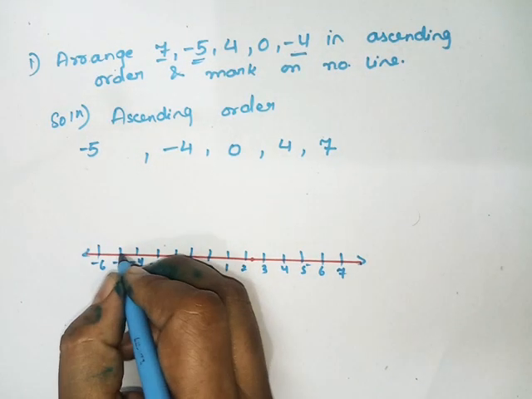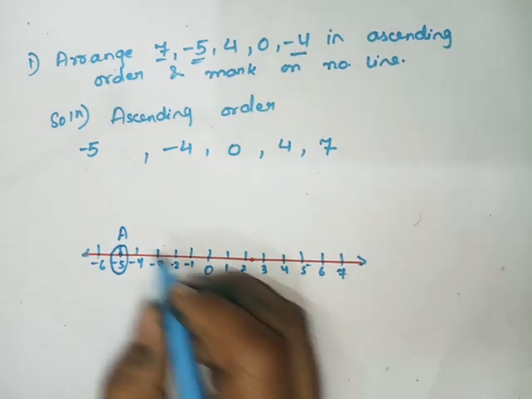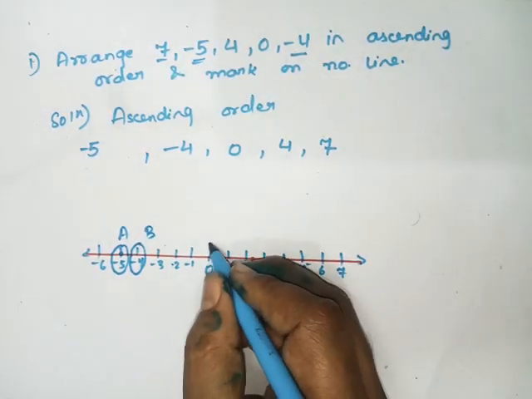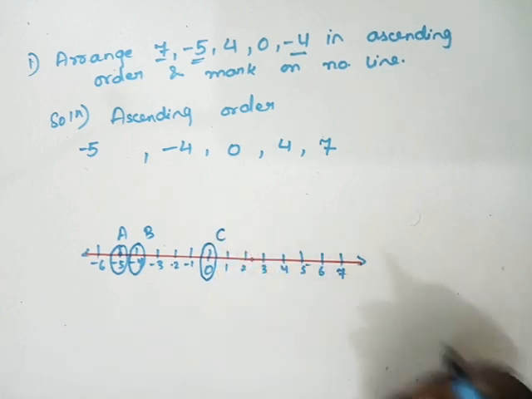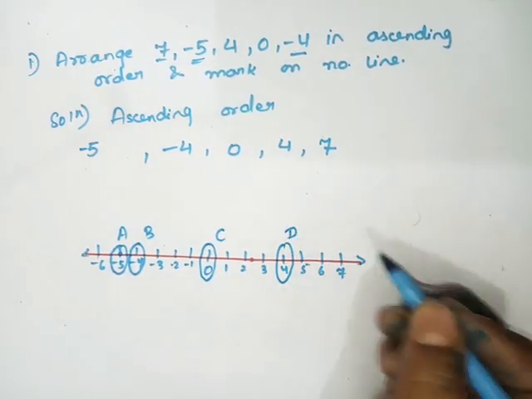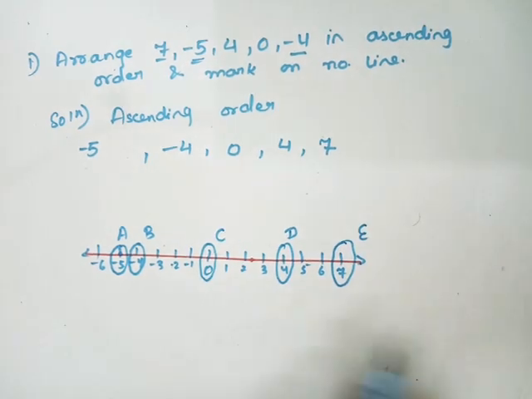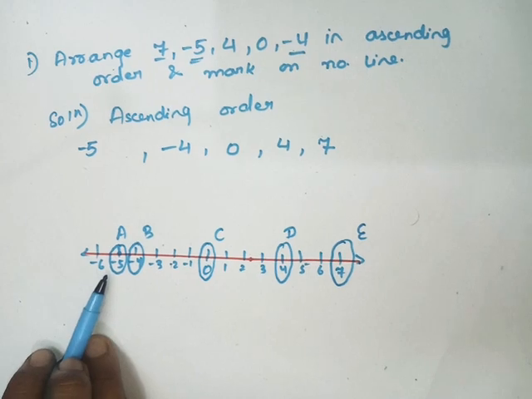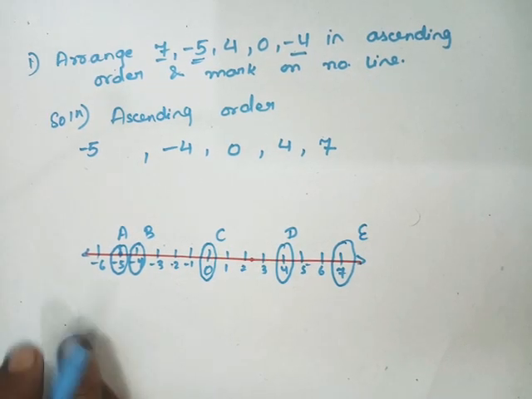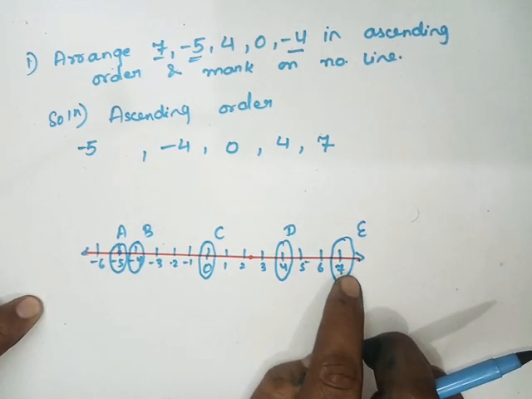The first number is -5, we mark it as point A. Then -4 we mark as point B. Then it is 0, we mark it as point C. Then next is 4, we mark it as point D, and the last one is 7, we mark it as point E. So in the number line we can see that A is the smallest number, that means -5, coming on the leftmost side, and the biggest number is 7, that is coming on the rightmost side.